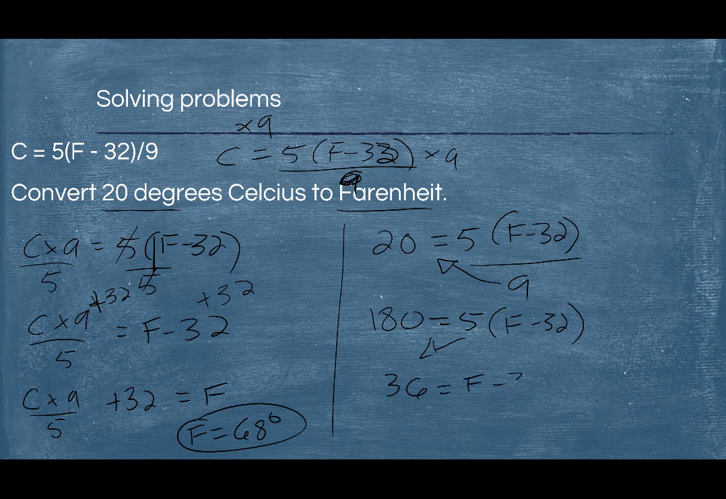36 equals F minus 32. And then finally, you bring over the 32 and add it. And of course, you get the same answer, that your Fahrenheit value is 68 degrees.